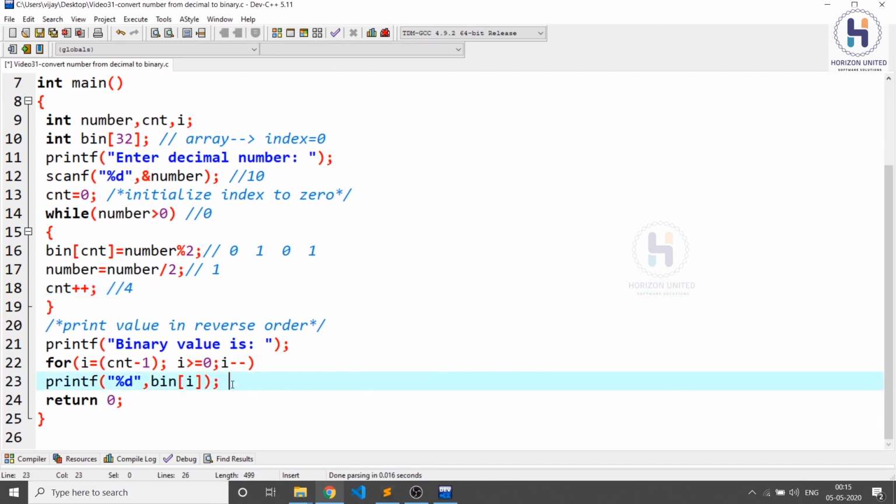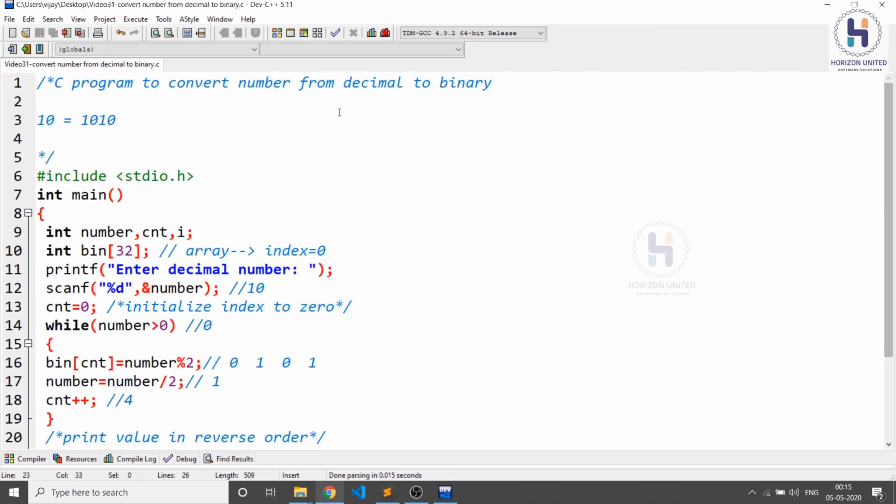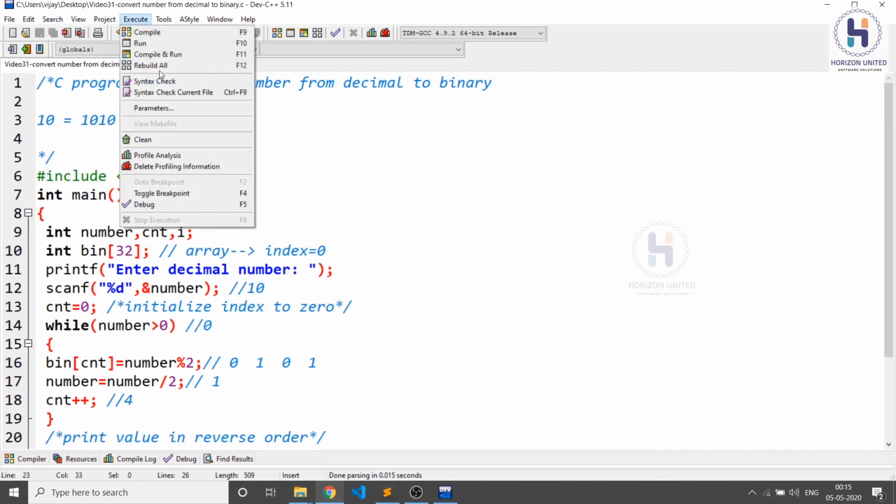So first it is going to display 1, which is the bin of 3 value. Then it is going to display bin of 2 value, then bin of 1 value, then bin of 0 value. Then the condition is going to become false. So that's how you convert this decimal number into a binary number.